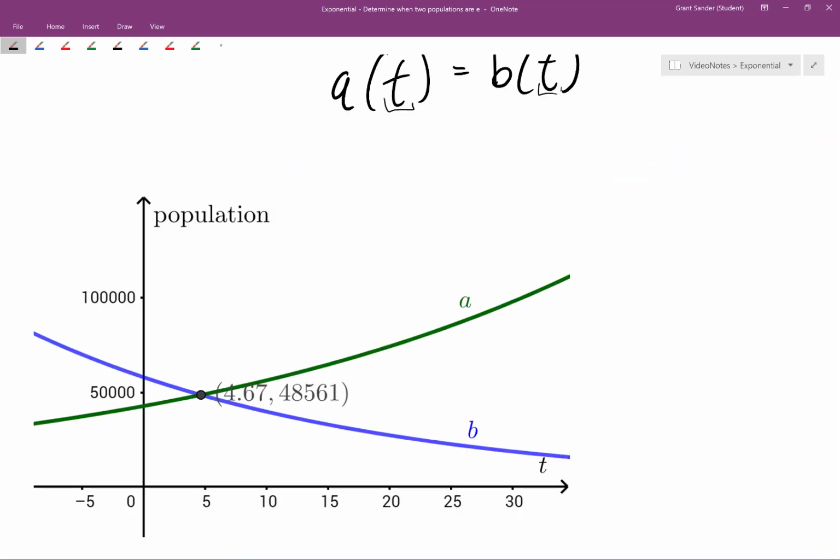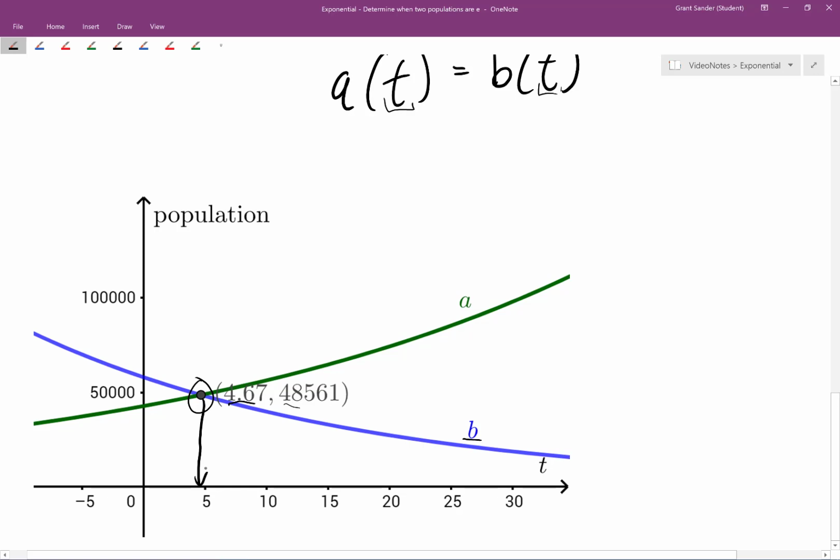The plot that you get should look something like this. We have the graph of A. It's increasing because we have a growth factor of greater than 1. And we have the graph of B, which is decreasing because Town B's population is decreasing. And these two function graphs intersect at this point here, 4.67, 48,561.